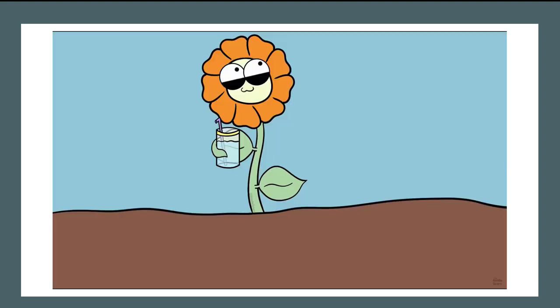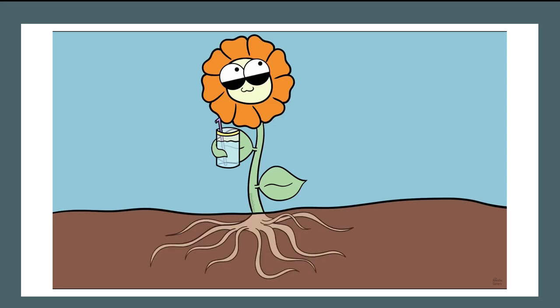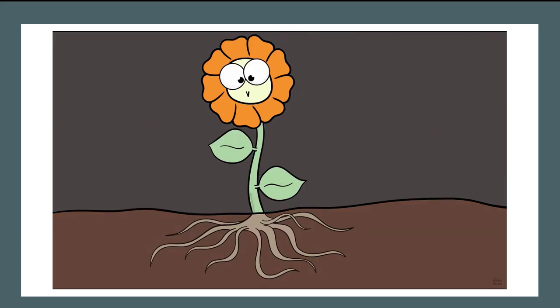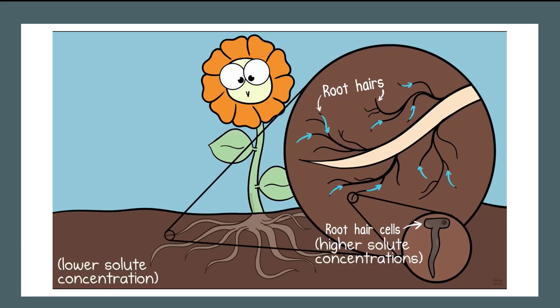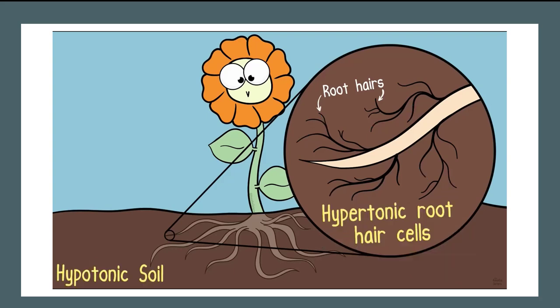Osmosis explains how many kinds of plants get their water. Sure, many plants have roots, but how does the water get into the roots? When it rains, the soil becomes saturated with water. The root hair cells generally have a higher concentration of solutes within them than the solute concentration in the saturated soil. The water travels into the root hair cells as the root hair cells are hypertonic compared to the hypotonic soil.